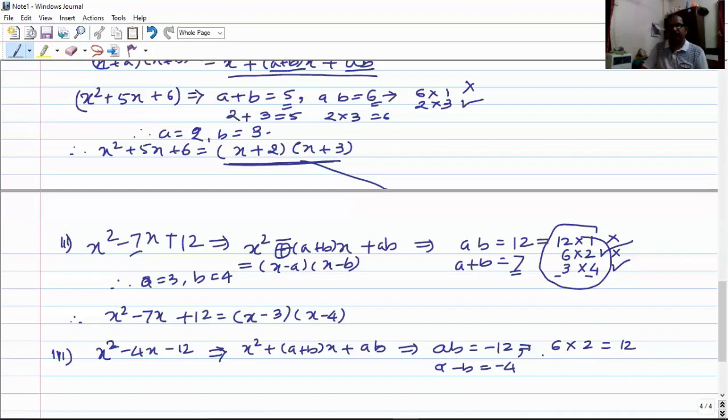Now student, listen very carefully. I am going to give the sign of the middle term to the greater of these two, 6 and 2. Which of these two factors is greater, either 6 or 2? Obviously 6 is greater. So I am going to give the middle term sign. What is the middle term sign in the given expression? The middle term sign is minus, that is -4. So the middle term sign should be given to the greater one, which means 6 will become minus. Obviously the opposite sign will be given to the smaller number.